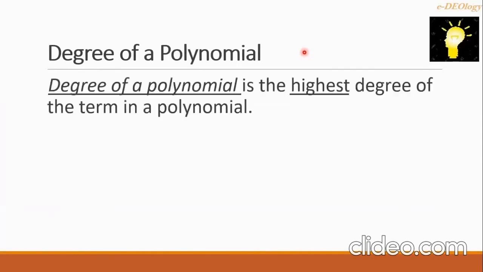Let's go now to the degree of a polynomial. As defined, the degree of a polynomial is the highest degree of the term in a polynomial. Let's have one example, 3w squared plus 5w minus 1. Let us identify the degree of each term.